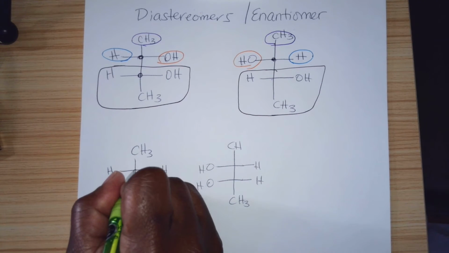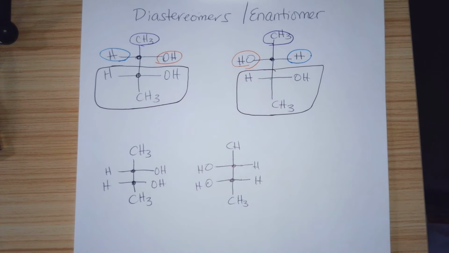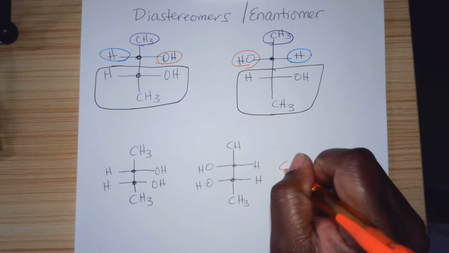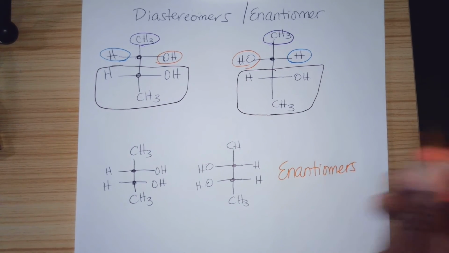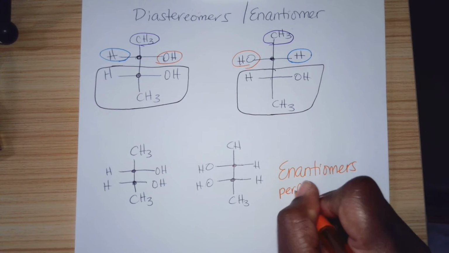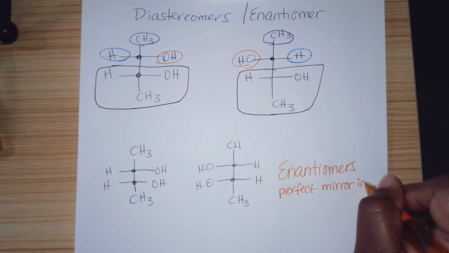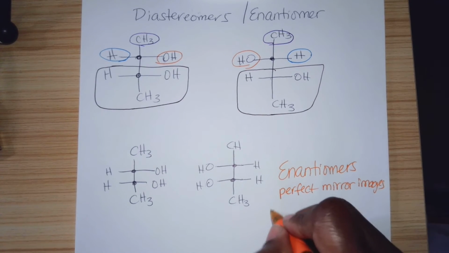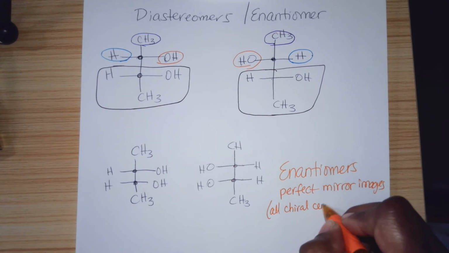These 2 molecules contain 2 chiral centers, and around each chiral center, we see that they have now swapped. So they are the exact opposite. When all of your chiral centers are the exact opposite, the molecules represent enantiomers. Enantiomers are perfect mirror images. So in other words, all chiral centers change.